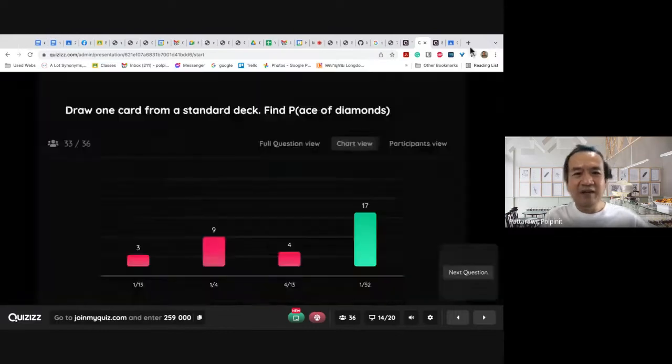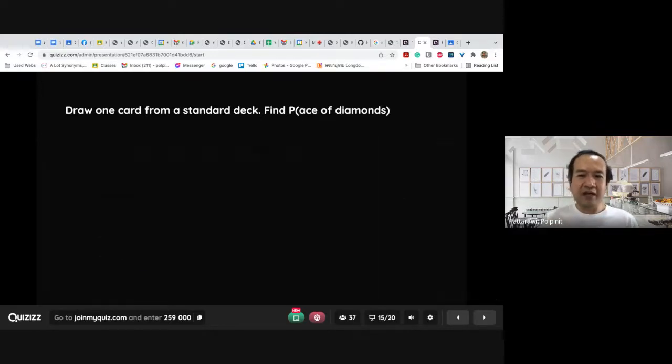Okay. So this one: draw one card from a standard deck, find the probability of the ace of diamonds. I think you need to go back and learn about cards a little bit. Again, the number of possible outcomes is 52. Now the question is, how many aces of diamonds are there in the deck? It's only one. There are 4 aces, but there is only one ace of diamonds. So this one is 1/52. That's the correct answer. Well done.